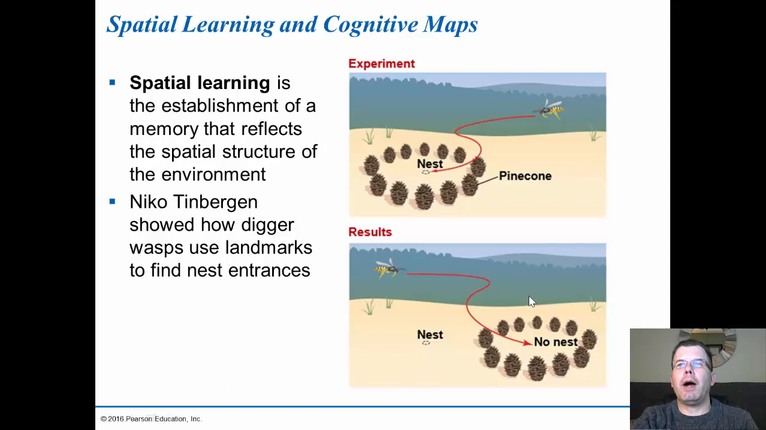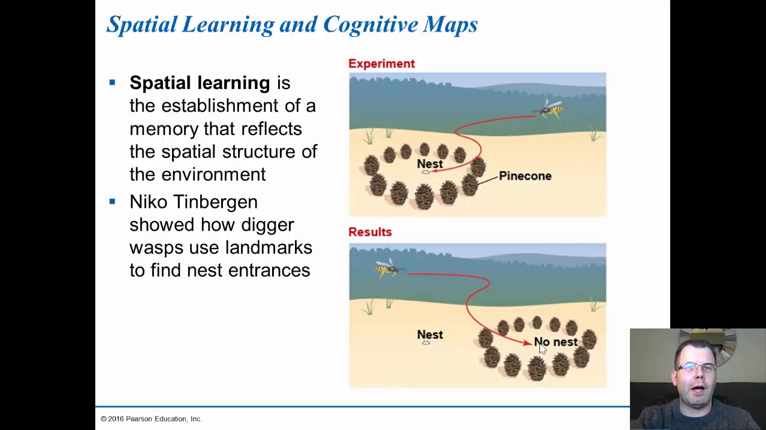Then he would move the pine cones over to a spot where the nest wasn't, and he found that the digger wasps would go to where the pine cones were, not where the nest was. And so they're using the environmental cues around there to show where the nest was, or where they thought the nest was. And so again, this is a spatial learning behavior, to say that my nest is here when it really wasn't, using the landmarks around it.